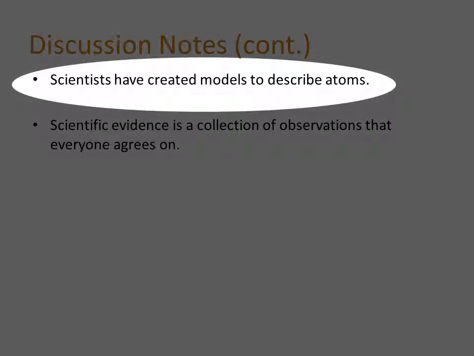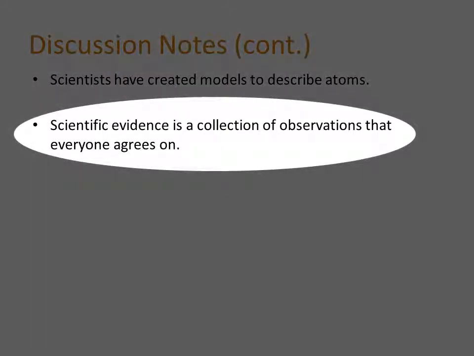Scientists have created models to describe atoms. Models are usually simplified imitations of something you want to explain. For example, a model airplane is a small representation of a larger aircraft. A model can be a plan, a physical structure, a drawing, a mathematical equation, or even a mental image. Chemists create models to explain how matter is constructed and how it behaves. Different models aren't right or wrong, they simply tell you different things.